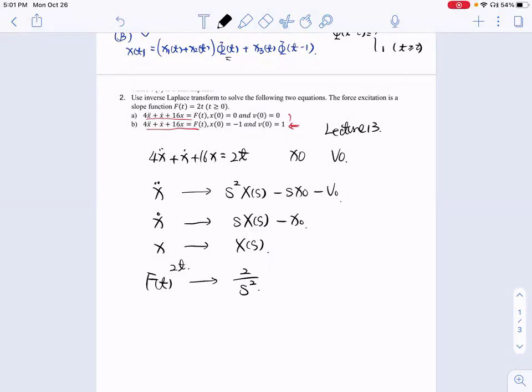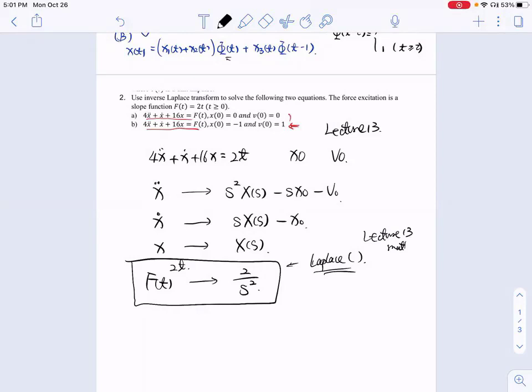If you don't remember how to find that in the Laplace transform table, you can always use the laplace function in MATLAB that can help you directly convert 2t to something. I think I already have these in the lecture 13 MATLAB examples. Make sure you check it out. If you don't want to search the table, directly use laplace. It is able to convert these Laplace transformations for you.